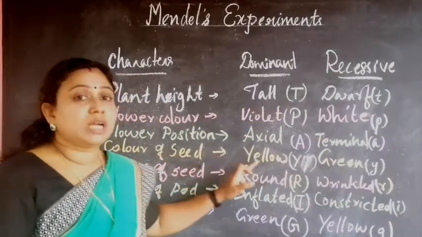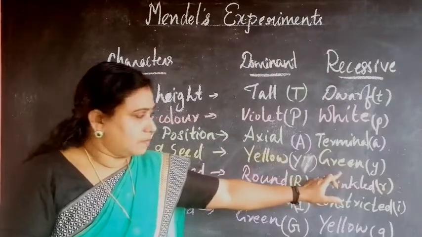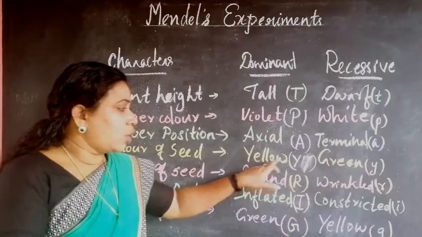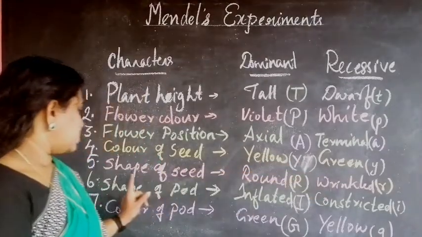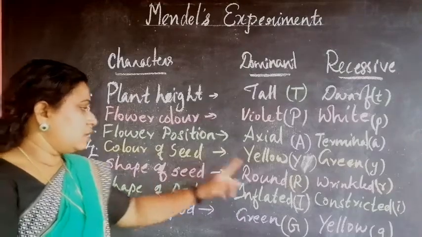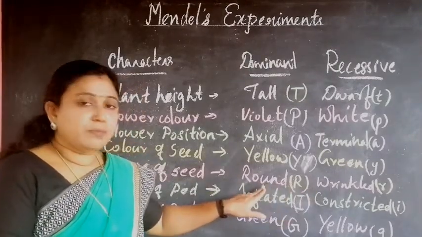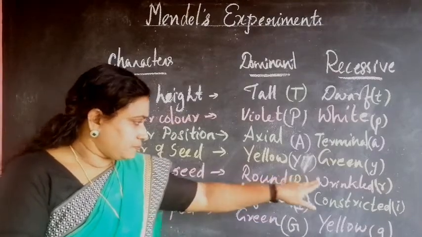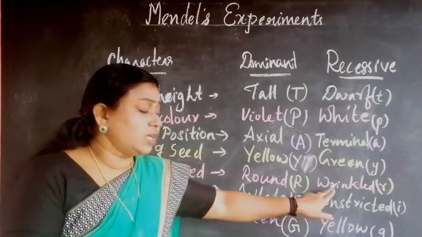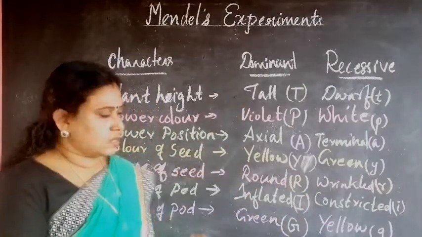And the color of seeds. We can see seeds in two colors, yellow and green. Yellow is the dominant character and green is the recessive character. Next is shape of seed. The seeds are in two shapes. Mostly they are seen in round shape, and rarely they are seen in wrinkled shape. So round is dominant and wrinkled is recessive.